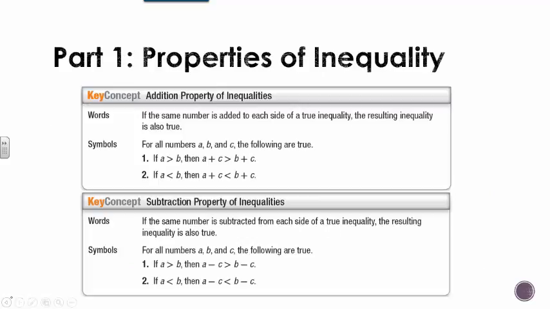So let's actually try some solving. So just like we had properties of equations, we have properties of inequalities. And basically these say that as long as you add something to one side, you have to add something to the other side. So if you have this, and you add C here, you have to add C to keep this a true statement. Doesn't matter if it's a greater than symbol or less than symbol, whatever you do to one side, you have to do to the other. And the same thing works for subtraction. As long as you subtract the same thing on both sides, you're fine.